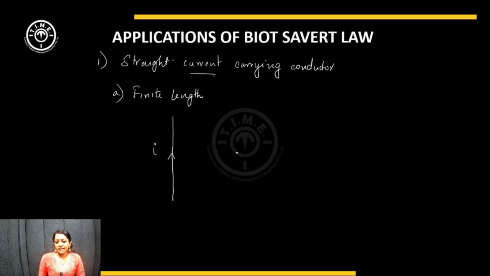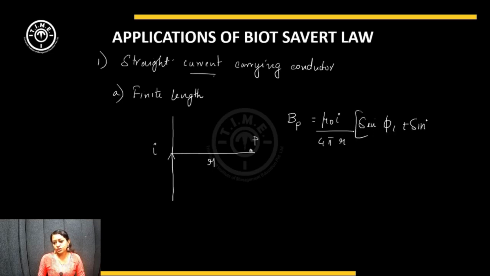Now, we are considering the point P, which is at a distance r from the current carrying conductor, and by applying Biot-Savart law, we will get the equation of magnetic field at point P, and that is equal to mu 0 I by 4 pi r into sine phi 1 plus sine phi 2. This is the equation. So, you already know what is I and r. Now, what are the angles phi 1 and phi 2?